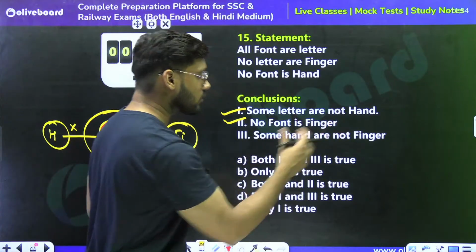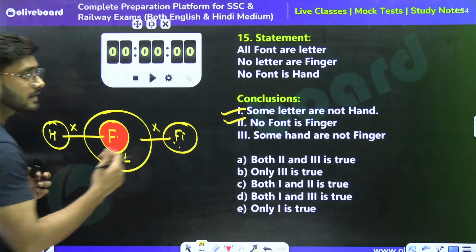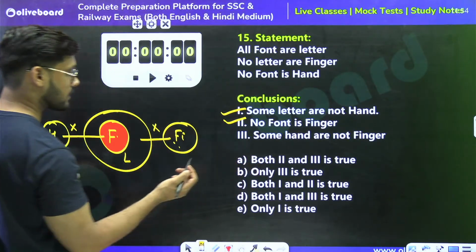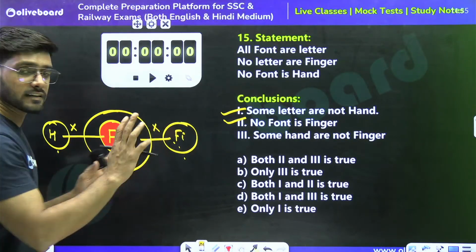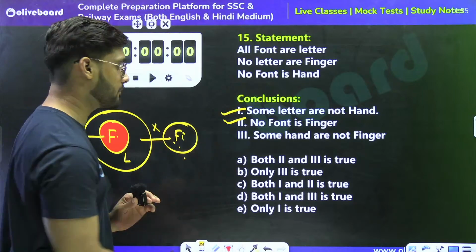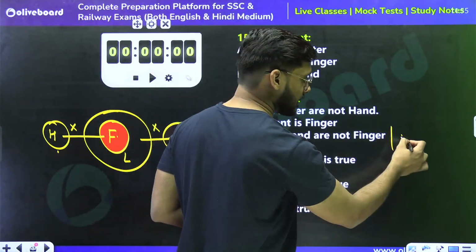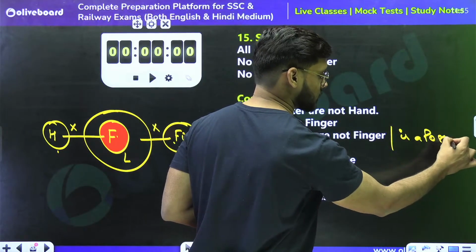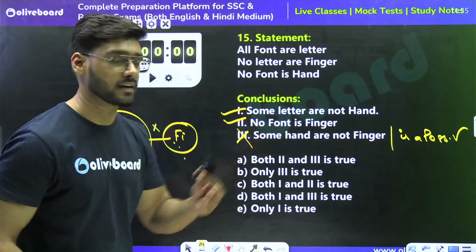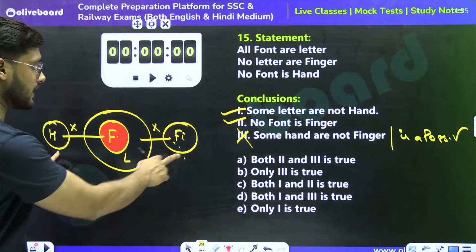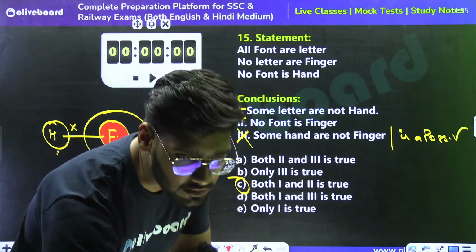Some hand are not finger. There are some hand which are not finger. Which are those hand? This is hand, this is finger, and there is nothing given between them. So I cannot say that some hand are not finger. This is wrong. But if it was given as a possibility, then it could have been right. Definitely we cannot say between hand and finger. Answer should be 1 and 2 are true, option number C.